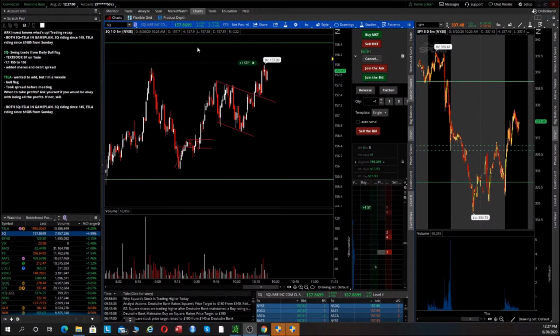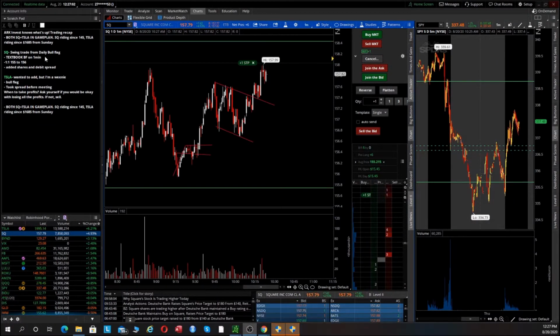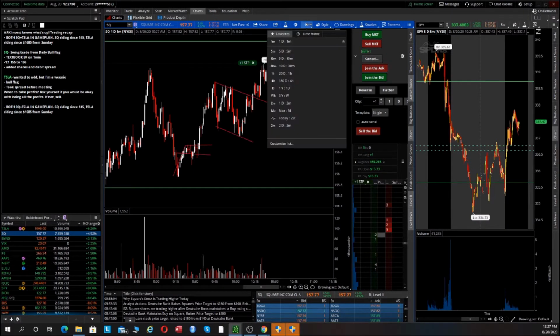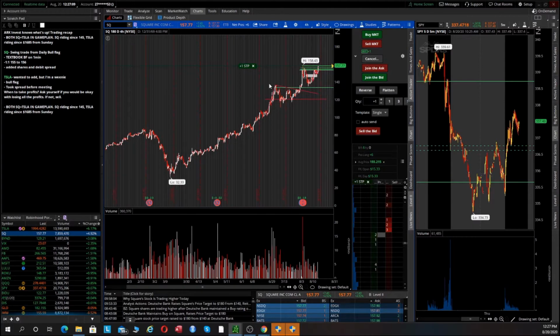Alrighty, so today was a really exciting day. We just had two good trades on Square and Tesla, and boy did they deliver. So our first trade of the day was a swing trade from Square.